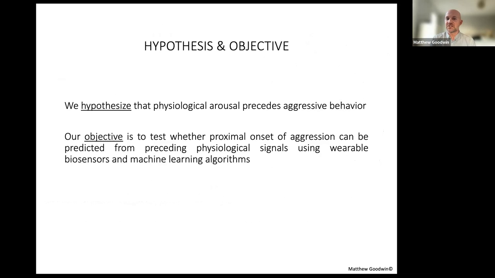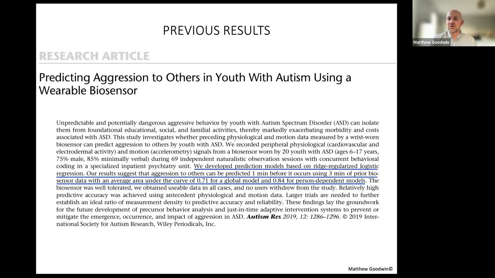So our hypothesis here is that physiological arousal precedes aggressive behavior. Our objective is to see if we can sense those changes in physiology prior to the onset of the behavior, and then train machine learning classifiers to make a forecasted prediction in time before the behavior is going to occur.